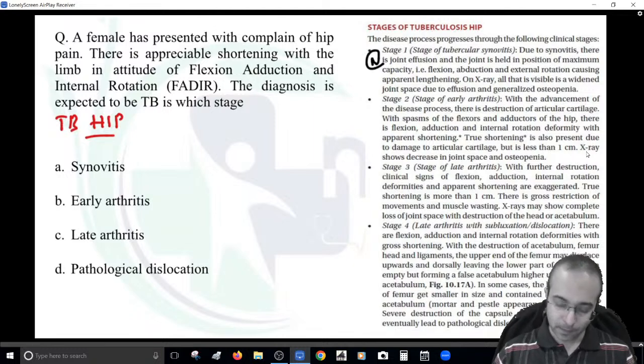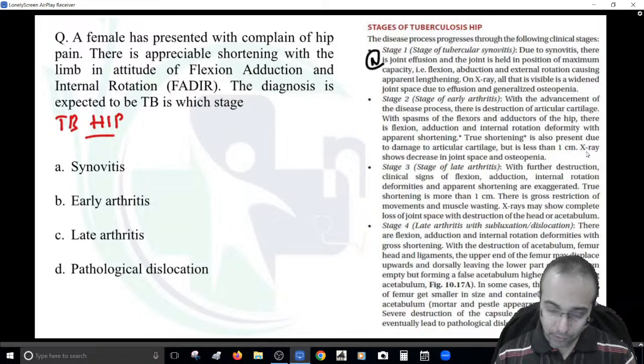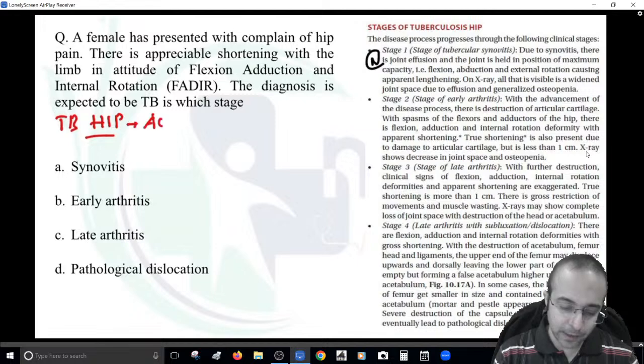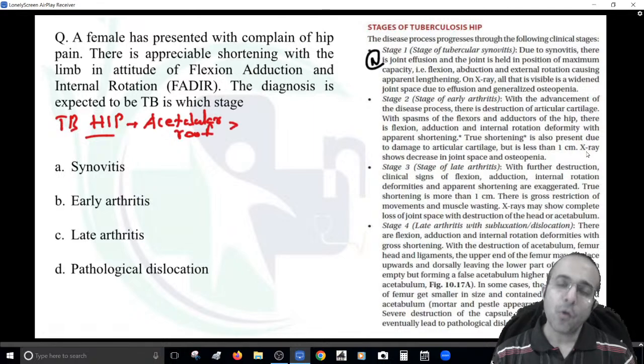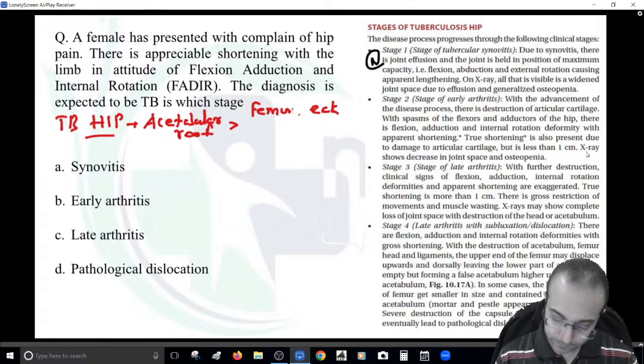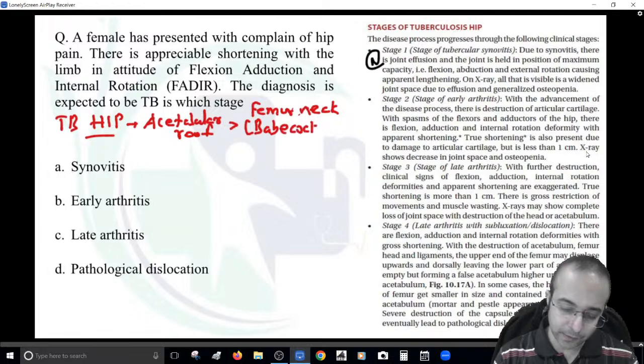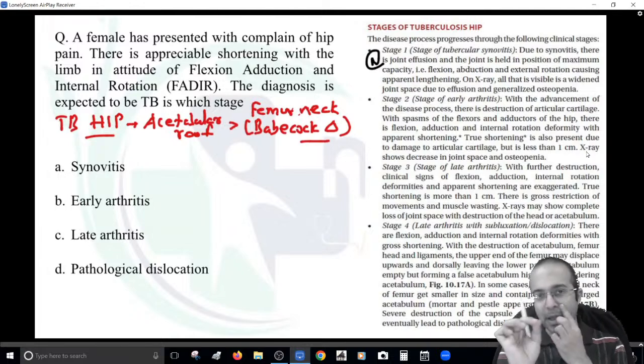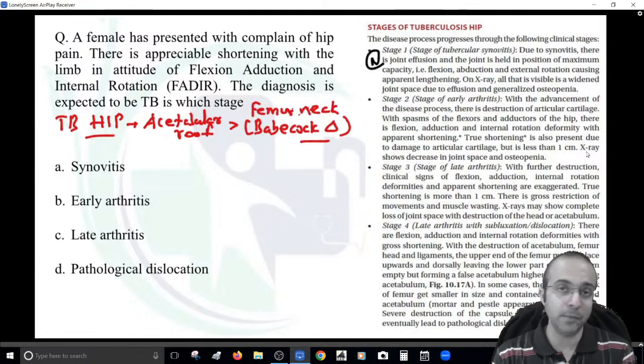Yes. So I'll just brief you about the stages of tuberculosis. Although I have posted the complete detail for you, I'll just give a brief outline. See, tuberculosis of the hip would start in the acetabular roof. This will be the commonest starting point, or it would start in the femur neck. Now in the femur neck there is a very special area called Babcock triangle. This Babcock triangle is notorious as the place where TB of the hip starts in the bone.